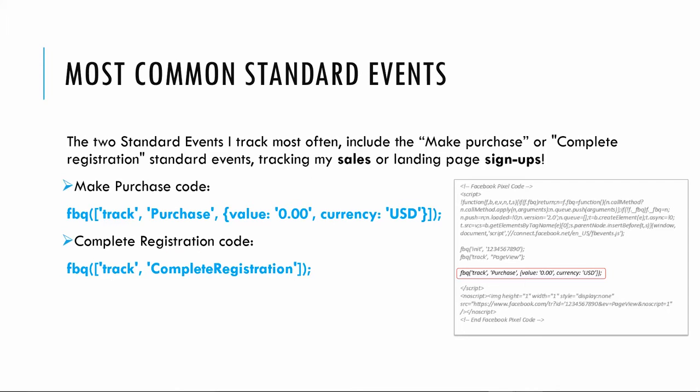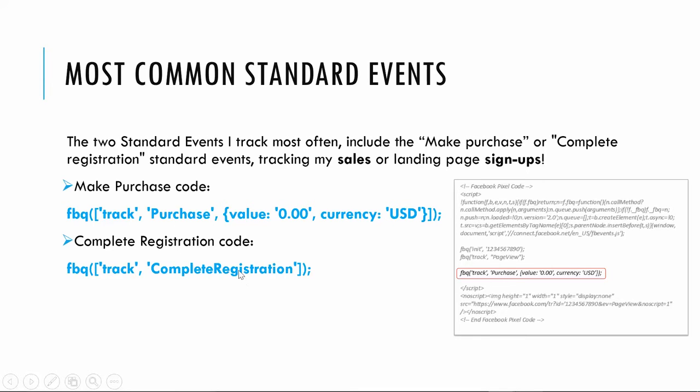So the most common standard event codes I track is the make purchase or complete registration events. So these are for obviously tracking my sales. And then you can leave this blank or add in value and currency for even further reporting via your Facebook reporting. The next is the complete registration code.